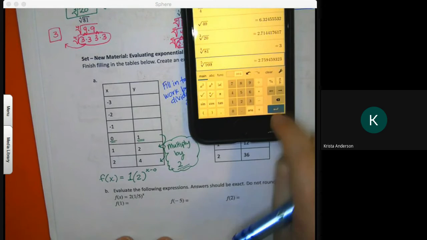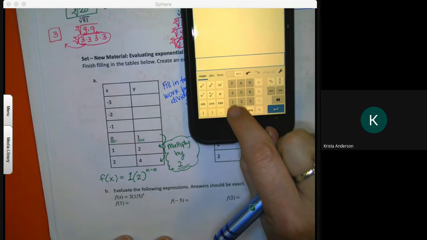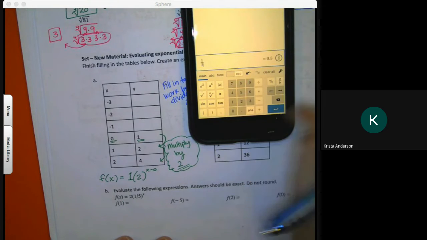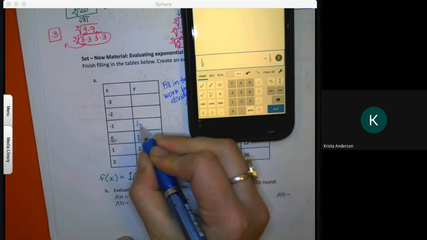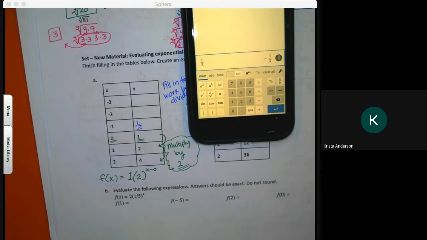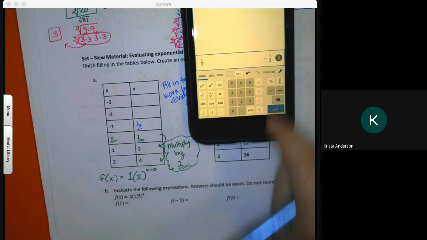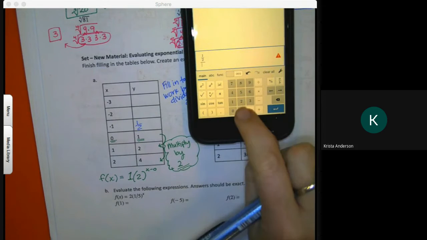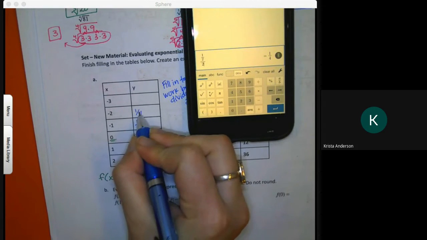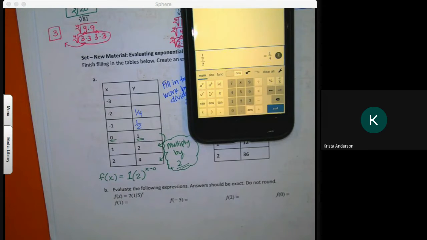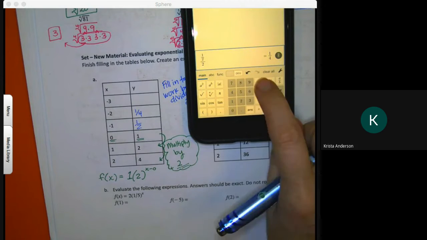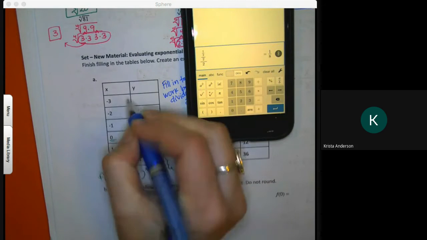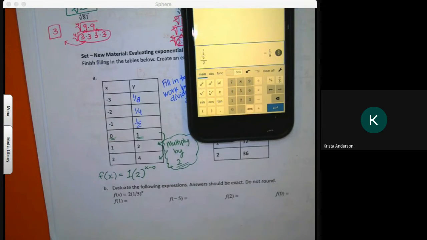So when I do 1 and I divide by 2, I get 1/2. Who thinks they know what will happen when I divide 1/2 by 2? Good job. It is 1/4. Anybody want to guess at what the next one would be? If I divide that in half again, 1/8. The bottom is multiplying by 2 when I work backwards. And A would be done.